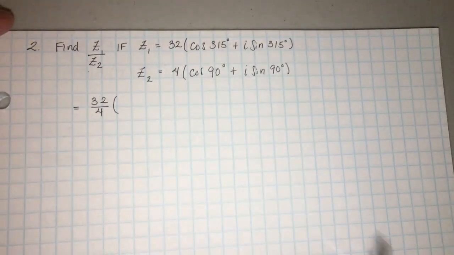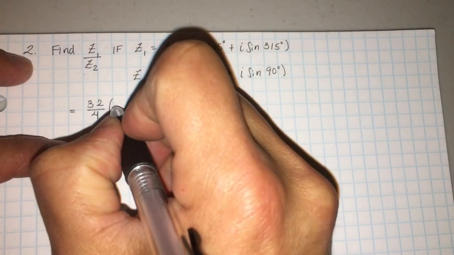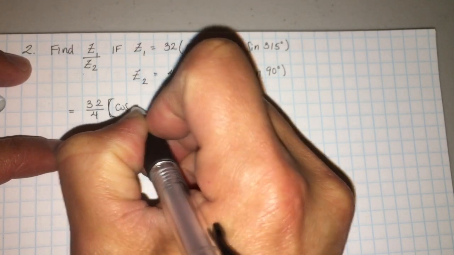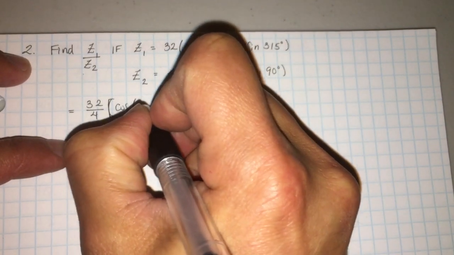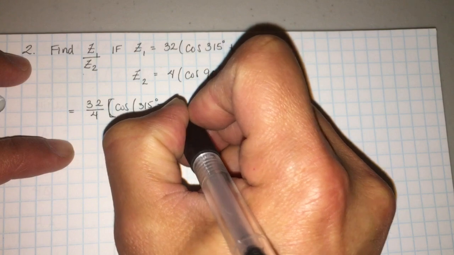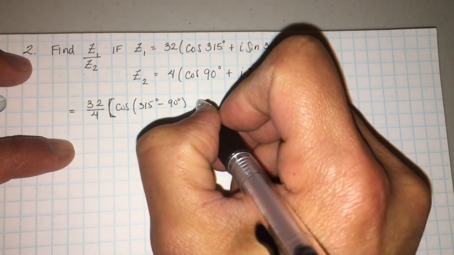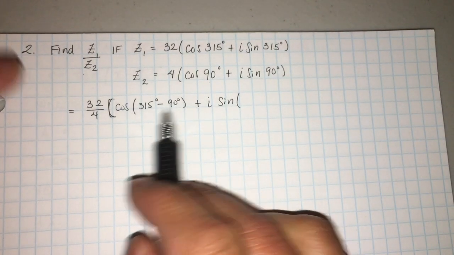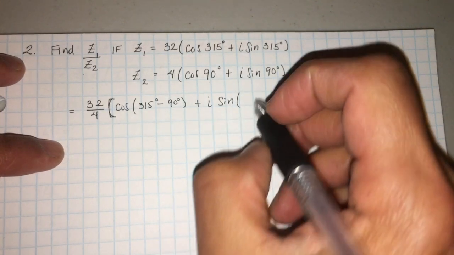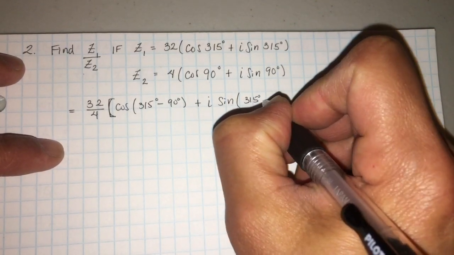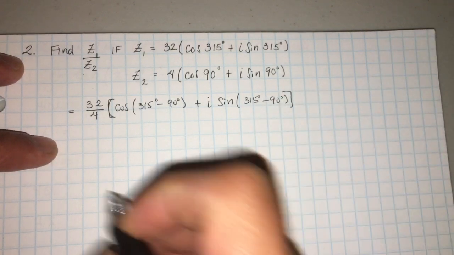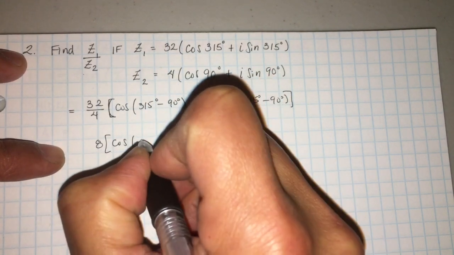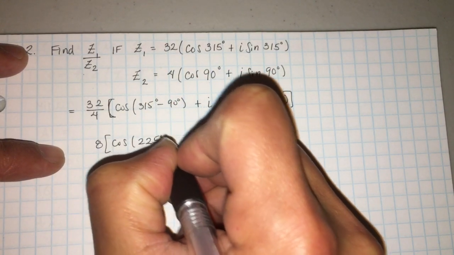So we're going to have cosine of 315 minus 90 degrees. I should have used brackets, but it's okay. And then plus i sine. Notice that in the middle it's plus, but I'm actually subtracting the angles. So 315 again minus 90 degrees. Then 32 divided by 4 is 8, and 315 minus 90 is 225 degrees.